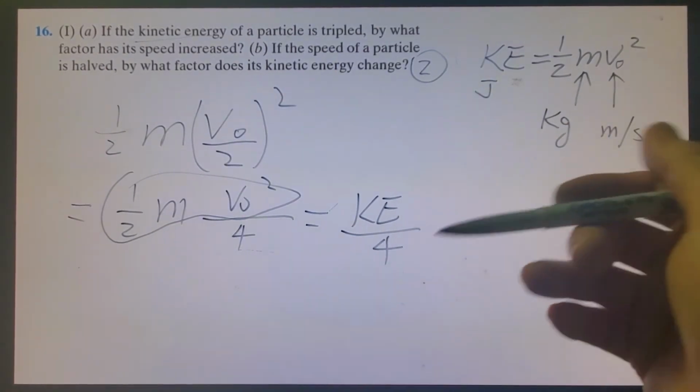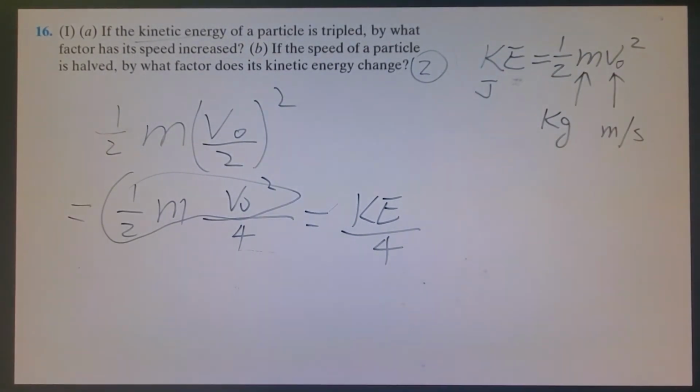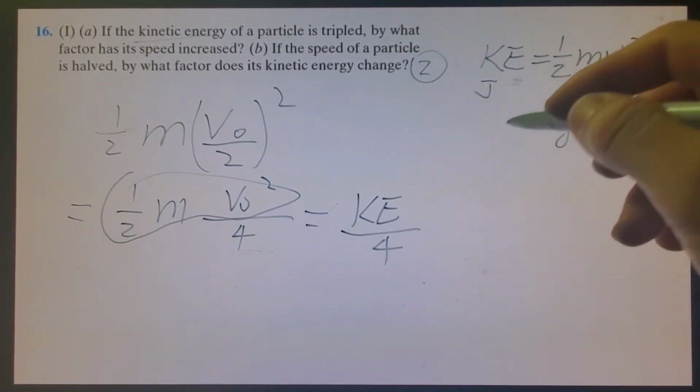It's not linear, it's by the square. Once again, the lucky number for this problem is 2.